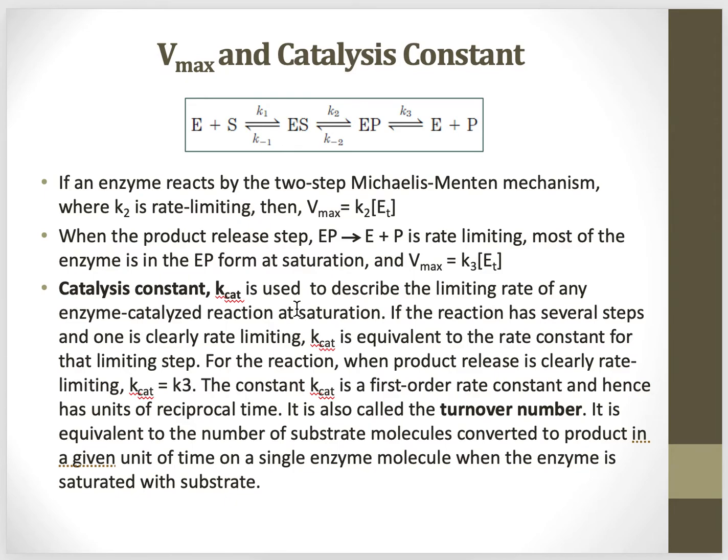In this case, the constant kcat is a first order rate constant, and thus it has units of reciprocal time. Kcat is also called the turnover number. It is equivalent to the number of substrate molecules converted to product in a given unit of time on a single enzyme molecule when the enzyme is saturated with substrate. That means kcat also represents how much product will be produced in a certain amount of time. That's why it is called the turnover number.